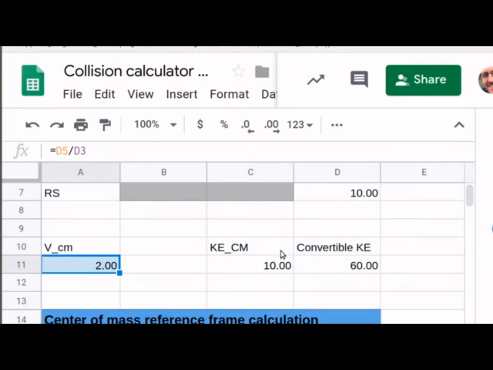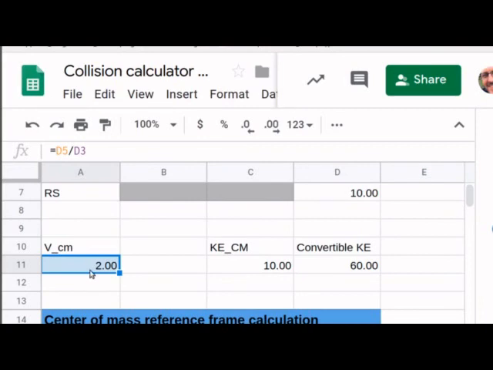So remember, and you can see there's a hint, the center of mass reference frame calculation. What's the center of mass reference frame? Well, the center of mass reference frame is the reference frame where the center of mass isn't moving. How fast do you need to go so that in your reference frame, the center of mass doesn't move?